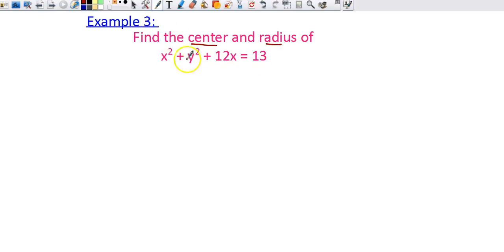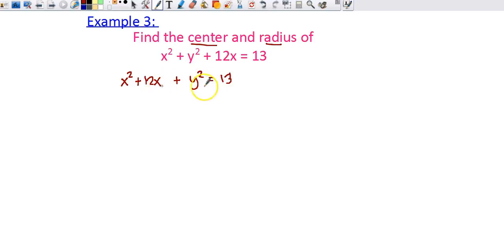All right, so let's do a little rearranging. I have my x and y here. I got a 12x. I have the number on the right side, so I don't really have much moving to do. I don't have to move a number over. I just want to get this x over here with this one. So we'll say x squared plus 12x and plus y squared equals 13.